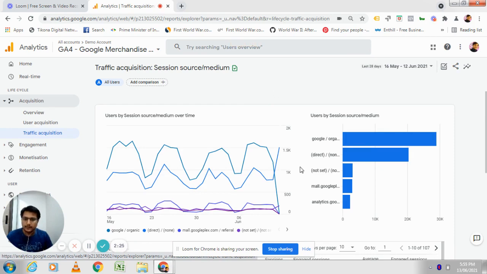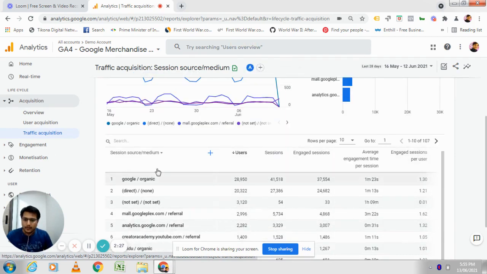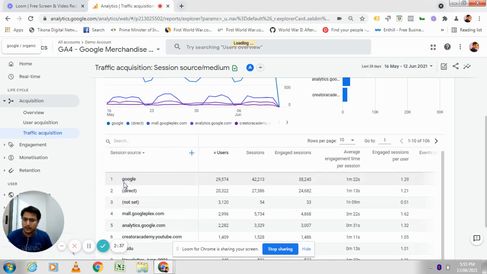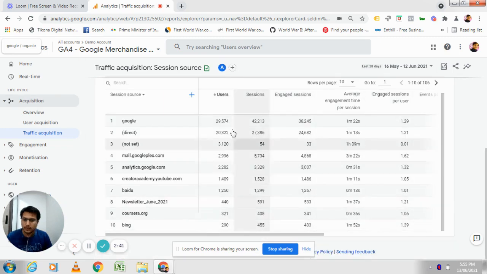Number one, in this segment, you can segregate your dimensions by source slash medium, source, whatever. Once you make the changes, you will be able to see the total number of sources and how the users are coming to your website. What are the important things in this table? Number one, total number of users.